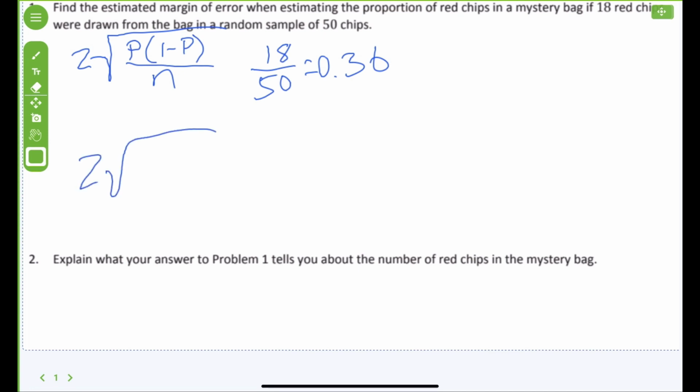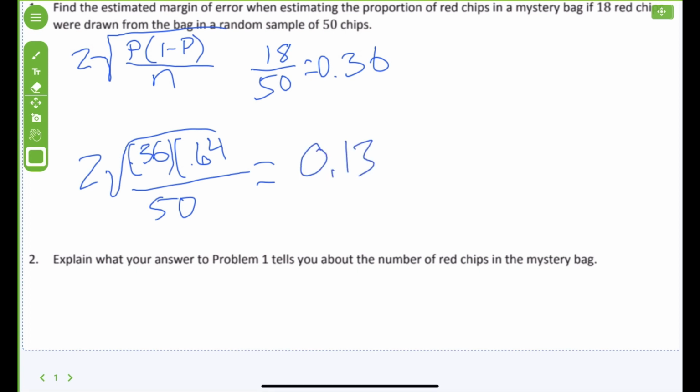So 2 times the square root. The probability was 0.36. The complement was 0.64. And all that is divided by n, which is 50. You plug that into your calculator, you'll get the margin of error to be 0.13, we'll call it 6. Okay? That's the margin of error, the estimated margin of error.